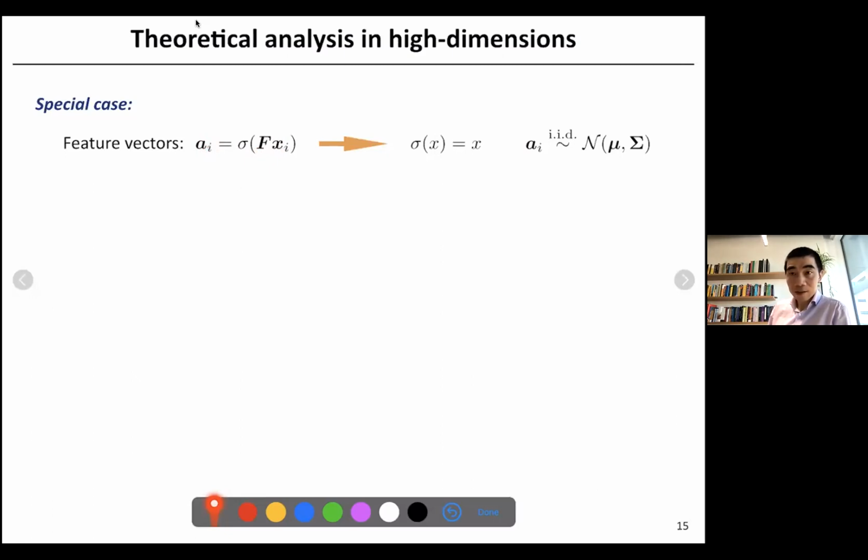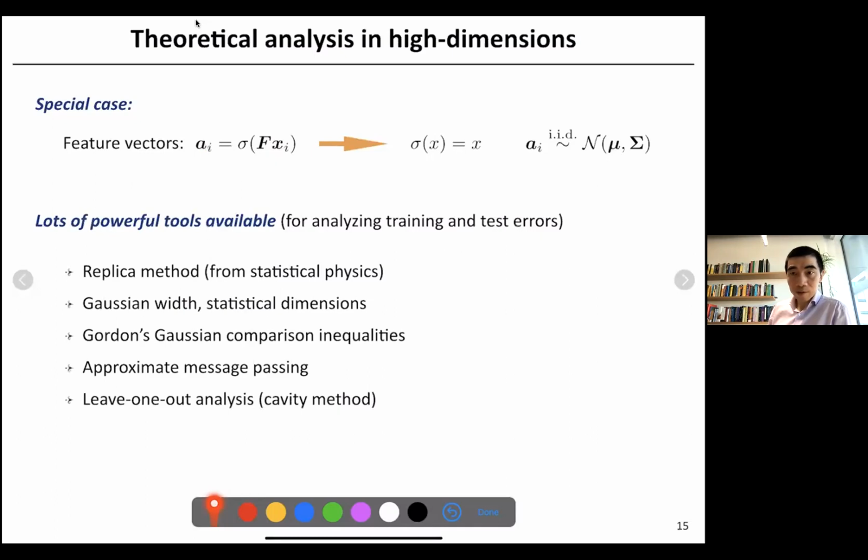So this is a special case, but for this special case, there are a lot of available mathematical tools for analyzing the performance of the optimization problem that I mentioned. So here I just list some of the very popular tools people have been using successfully to analyze the optimization problem.